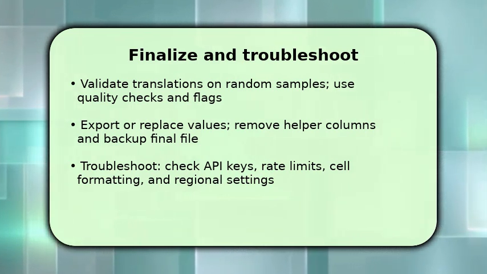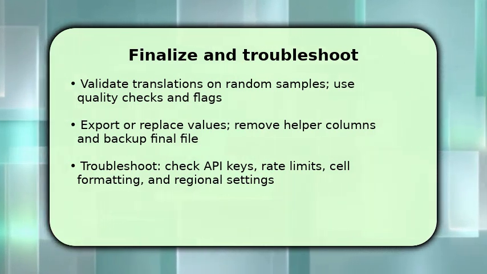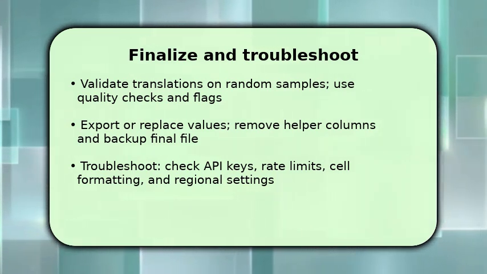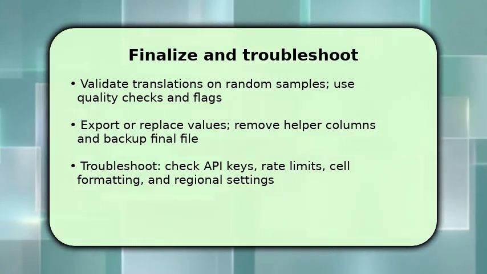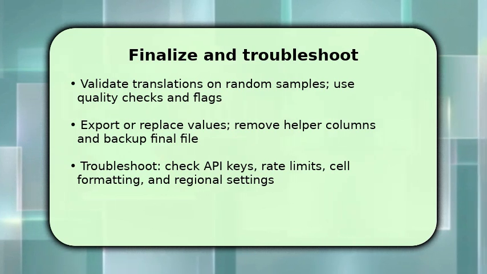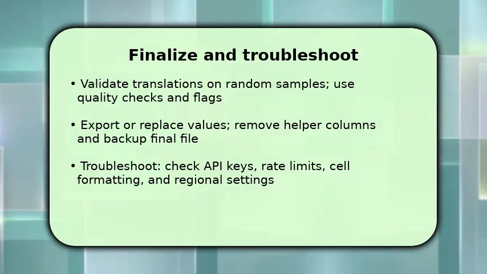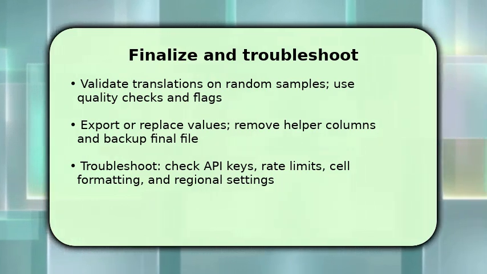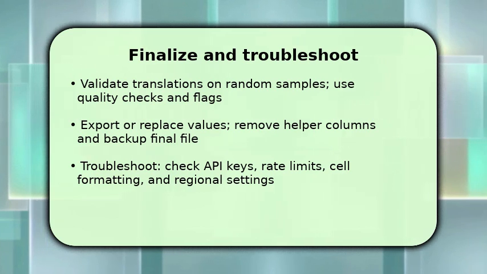If things go wrong, first check API keys, request limits, and network errors, then inspect cell formatting, regional settings, and JSON parsing in VBA. Make sure to log failed rows for manual review, and rerun only those entries after fixing causes, so you don't repeat the entire process unnecessarily.